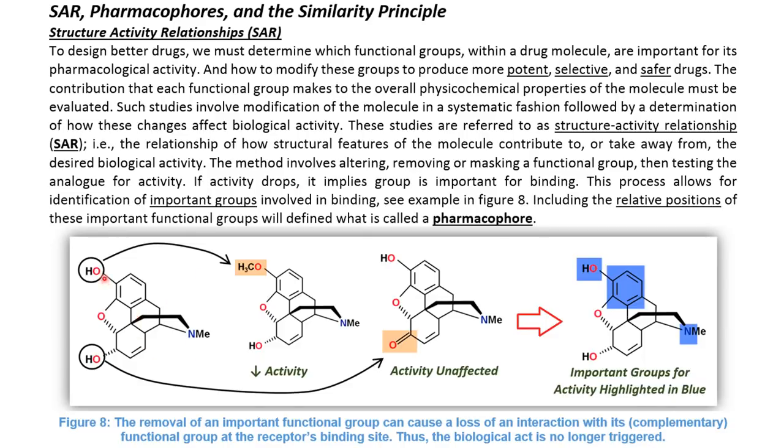In this particular example, we modified the OH group here with this group, and the activity was reduced, which means it is important here. Another modification was to replace this functional group with this, and the activity was unaffected, so we concluded that it is not important. We repeated the same process for this group, and then we realized that these three moieties or functional groups are important for activity, and if we define the relative position for them in space, we can define the pharmacophore groups for this drug.